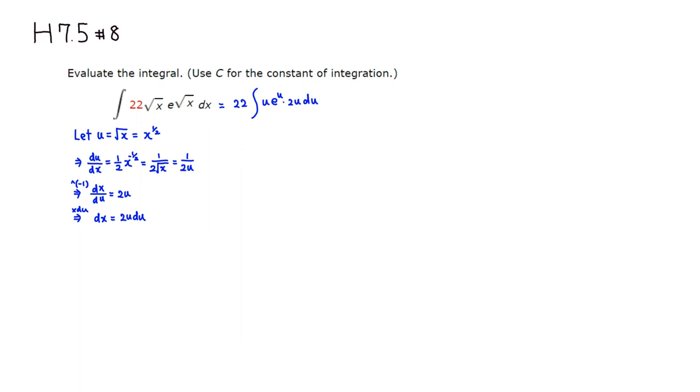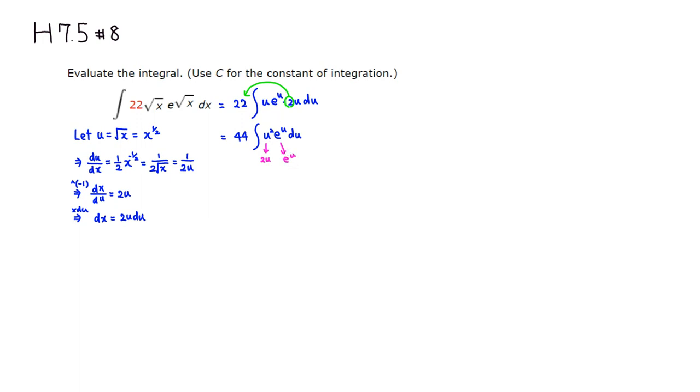I'm going to pull 2 outside and incorporate that into 22, so it becomes 44. So this is going to be equal to 44 sitting outside, then we have an integral. You have u times u, so there's u squared, then we have e to the u du. This is going to be integration by parts. I'm going to take the derivative of this, you get 2u, and the antiderivative of e to the u is e to the u.